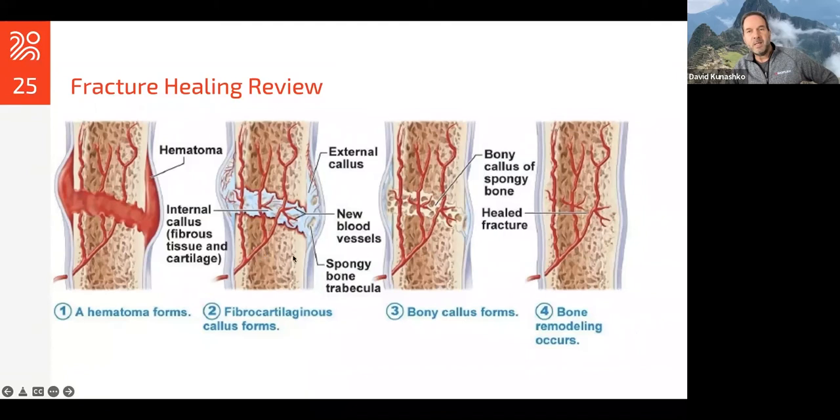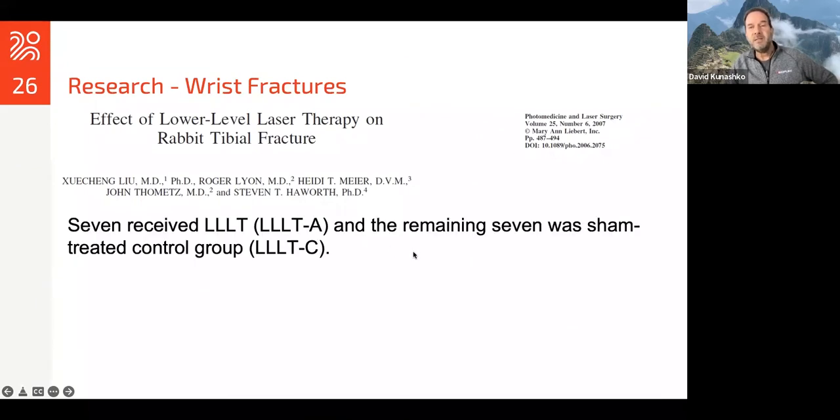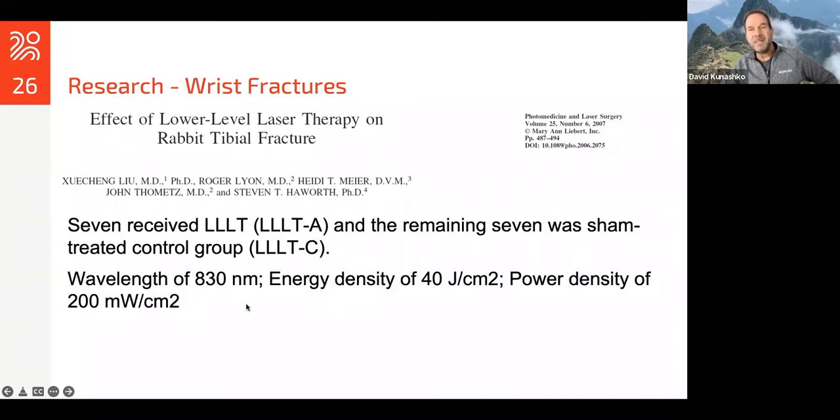There's actually been a fair amount of work done on this in research, and ourselves in the clinic, we've treated plenty of fractures, so we've seen really positive results with that. Just some of the research I want to present. This one was on an animal model, but I do have one on humans. This one was on rabbit tibial fractures. Seven received low-level laser therapy. The other seven had a sham control. They used infrared, 830 nanometers.